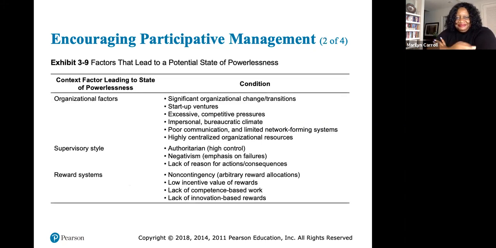All right. So, factors that lead to a potential state of powerlessness. You've got to look at the context and factors leading to the state, under the organizational factors: significant organizational change and transition, startup ventures, excessive competitive pressures, impersonal bureaucratic climate, poor communication, limited network forming systems, highly centralized organizational resources.